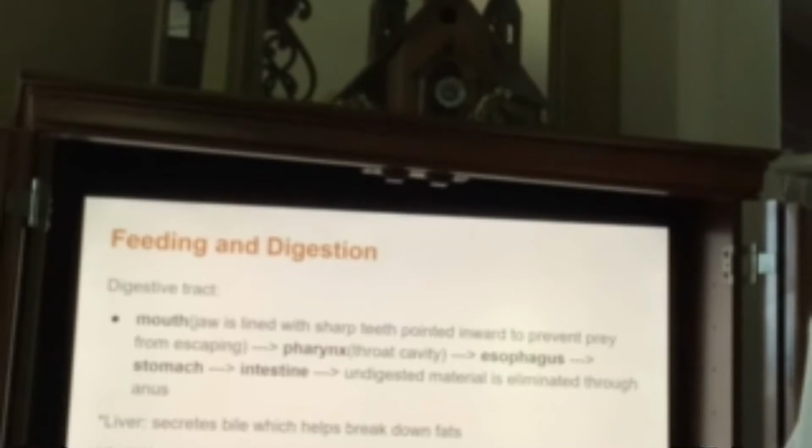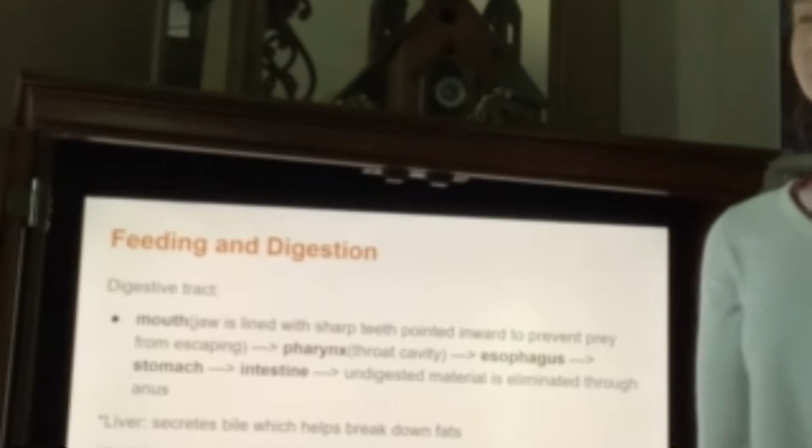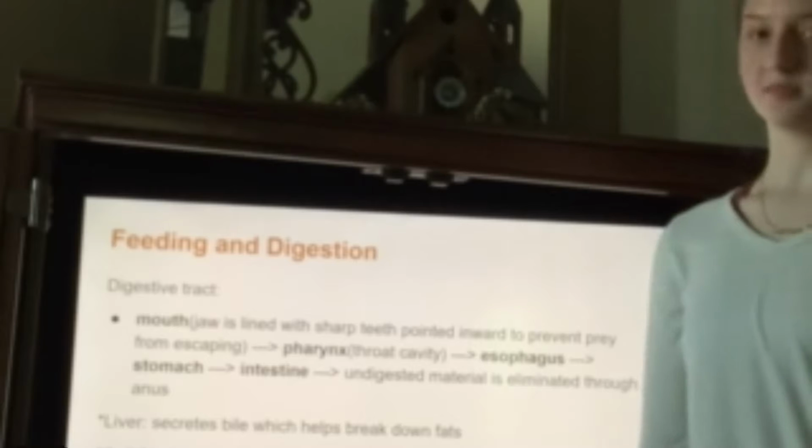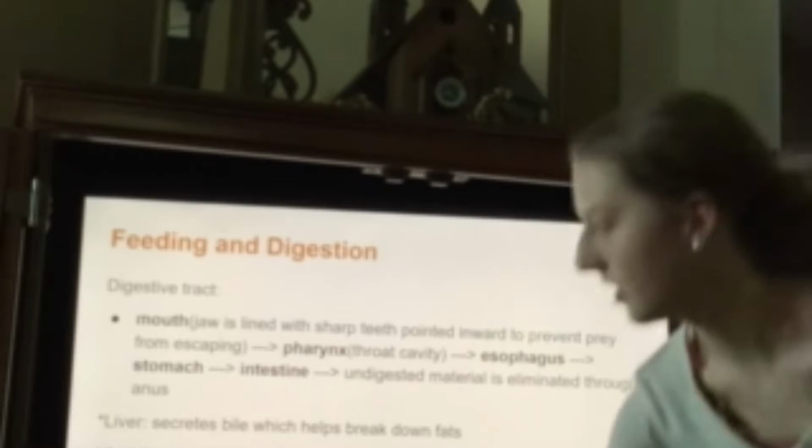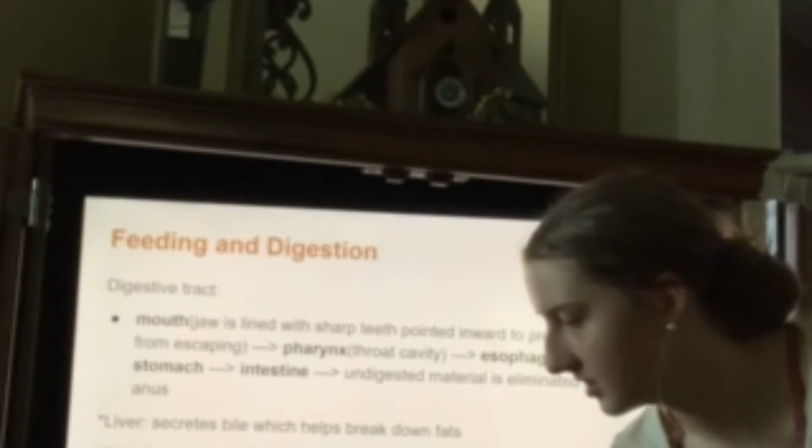Next, we have the feeding and digestion. They have a digestive tract made of the mouth, where the jaw is lined with sharp teeth pointed inward to prevent prey from escaping, and then the pharynx, which is the throat cavity, the esophagus, the stomach, and the intestine. Any undigested material is eliminated through the anus. We're going to come back to this slide.